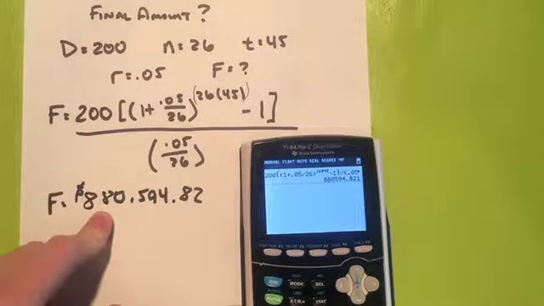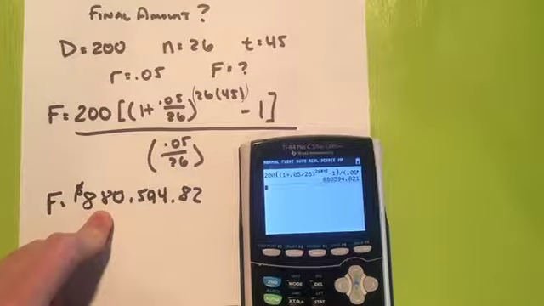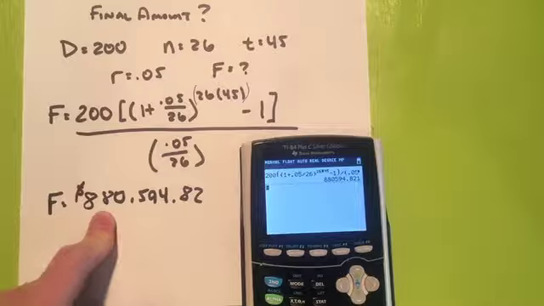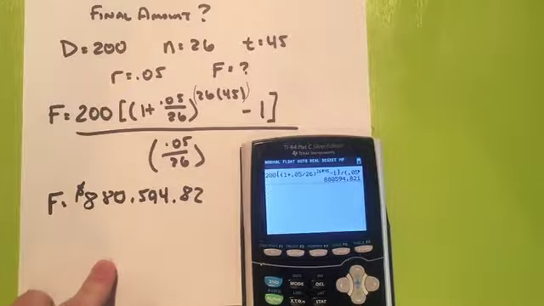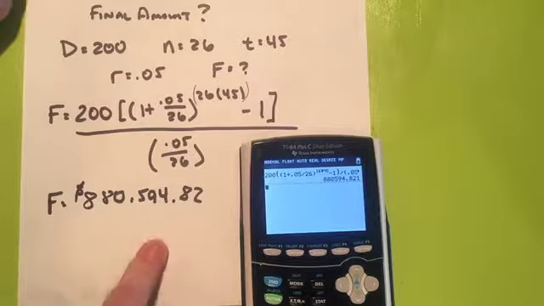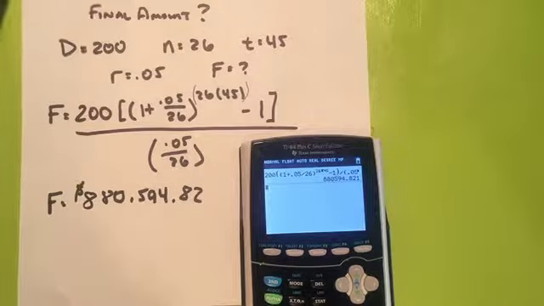making bank. Then you can always up it too as you start getting paid a little bit more. So there is our systematic savings formula, $880,594. That's not too bad. Let's try another one.